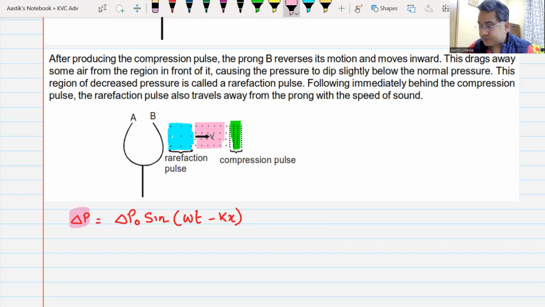Delta P is the difference in pressure between the pressure at any point and atmospheric pressure. Do we understand this? Yes, sir. Then what is this delta P naught? This is the maximum difference in pressure between the atmospheric pressure and the pressure at compression or the pressure at rarefaction.